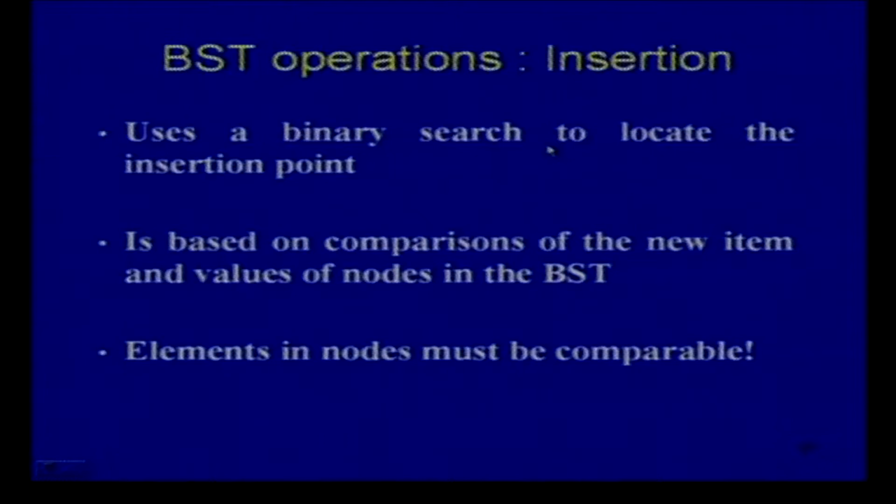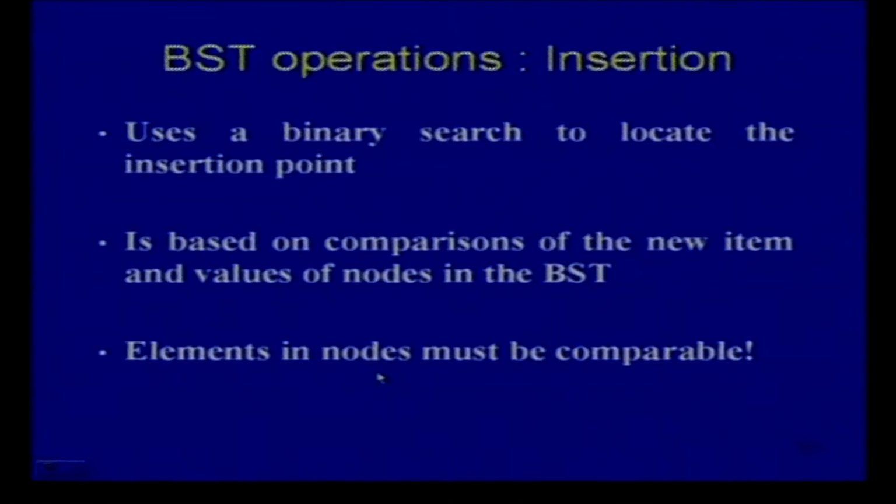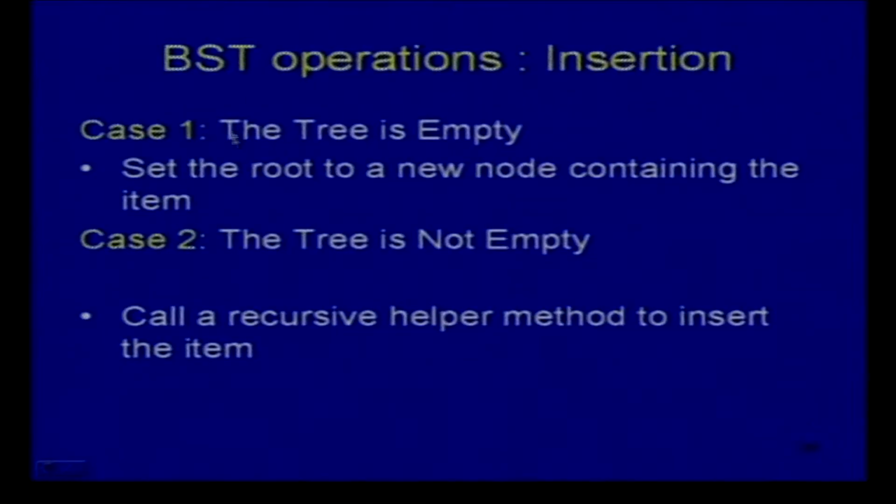Now, the insertion uses a binary search to locate the insertion point. This is what I said, that we do a search operation before an insertion to find the actual point where you have to insert, and it is based on the comparison between the new item and the values of nodes in the binary search tree. Elements in nodes must be comparable. As I already told you, if you have integers, everything should be homogeneous data. So, let us take the first case. The tree is empty: set the root to the new node containing the item. So, now you are actually creating a binary search tree. Otherwise, the tree is not empty, and you call a recursive algorithm to keep on searching for the actual place and putting it there.